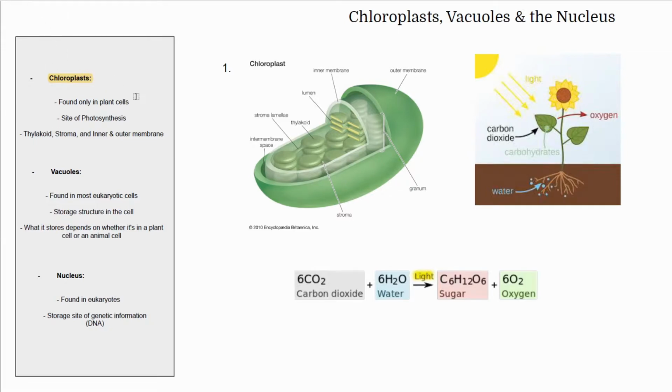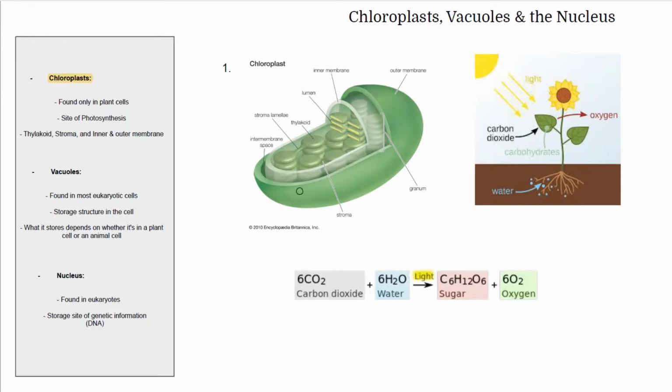The chloroplasts are organelles found only in plant cells. They are the site of photosynthesis in plants. This is how plants are able to make their own sugar. If you look down here, I have listed the photosynthesis equation, where carbon dioxide and water react together with the addition of light energy to form sugar and oxygen. If you want to learn more about photosynthesis, we're able to find more information in our photosynthesis video.